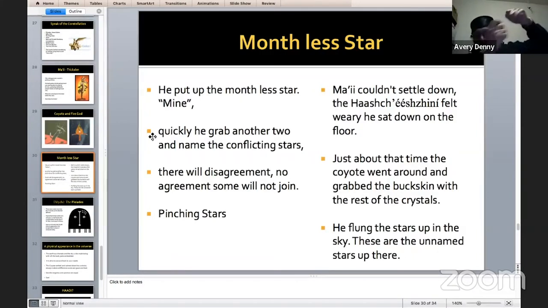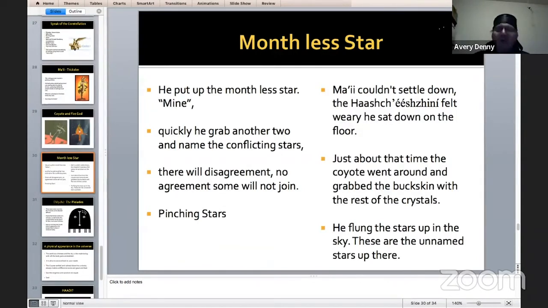So the coyote couldn't even settle down. The Hashesh felt worried. They were all sitting down. There was that big old buckskin on the ground, and all the crystals were on there. Coyote was running, walking around, and somewhere in there, he grabbed that buckskin and then shook it like this.